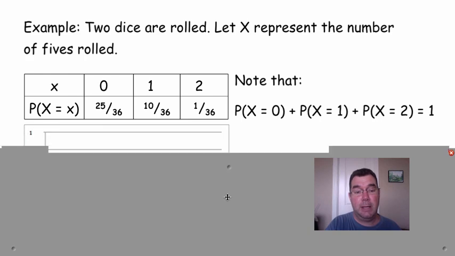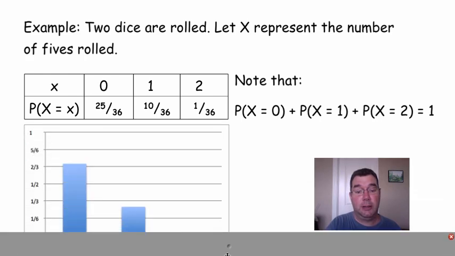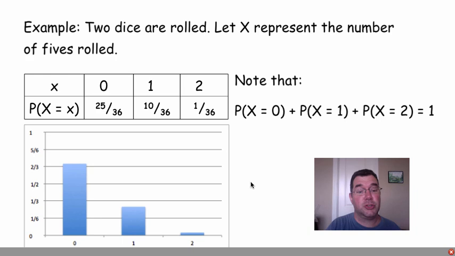Okay? And then when we look at the graph, I just graphed the numbers that were in the table. So 0 matches up with 25 out of 36, 1 matches up with 10 out of 36, and 2 matches up with 1 out of 36. And I believe that is everything for that slide.